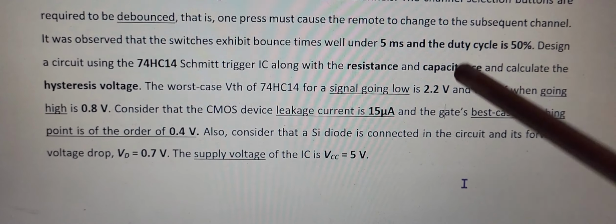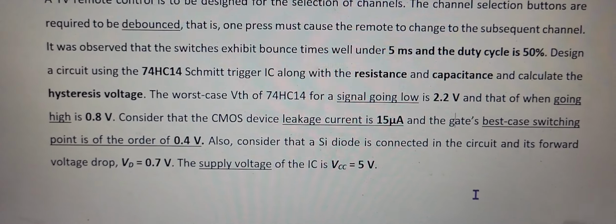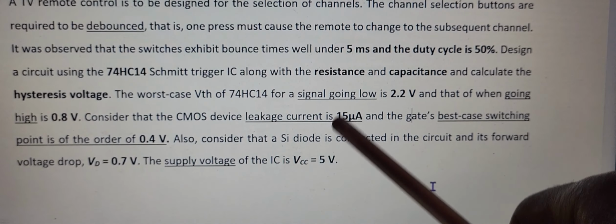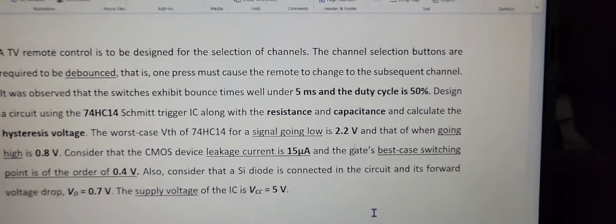Hello everyone, today we'll be solving this problem on switch debouncing. The course is microprocessor and embedded system. We will be solving this circuit. We will be finding the values of resistance and capacitance, and we will draw the circuit again by inputting these values onto this circuit. So this is the actual circuit.